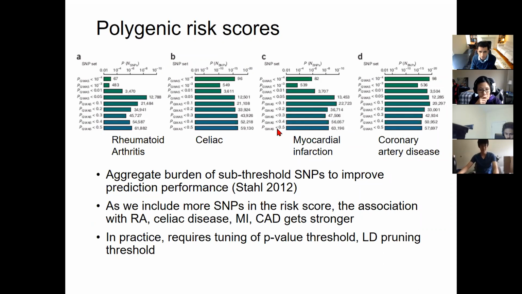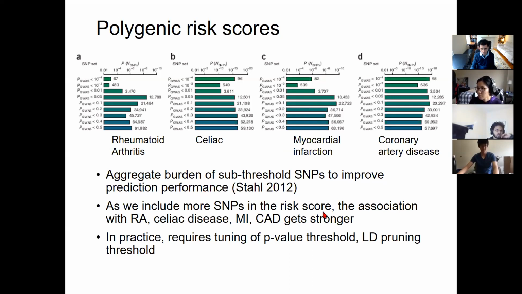If you take everything with some GWAS p-value threshold, down to 10 to the minus 4, or 10 to the minus 3, or 10 to the minus 2, or even something ridiculous like 5 times 10 to the minus 2 uncorrected, and so on, you can ask what is the total heritability, the total predictive power, that I can capture with these sub-threshold GWAS SNPs? And the aggregate burden of these subthreshold SNPs can actually improve prediction performance.